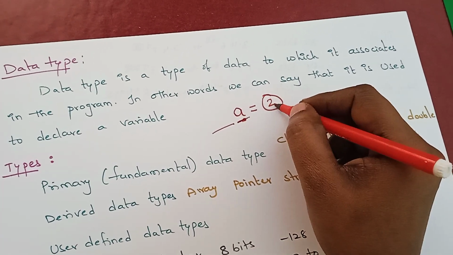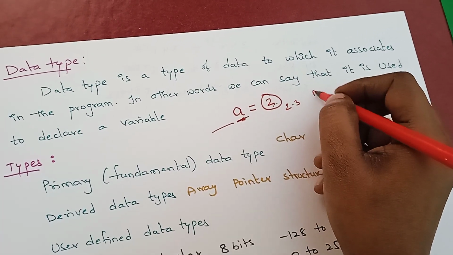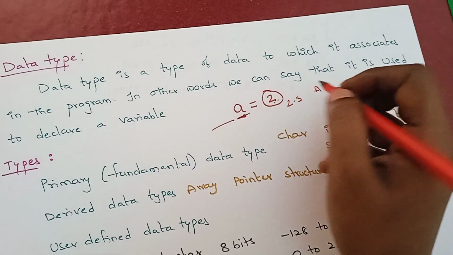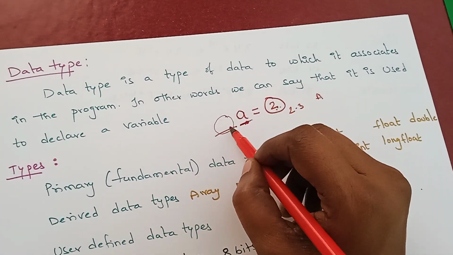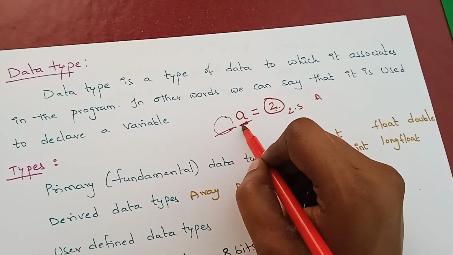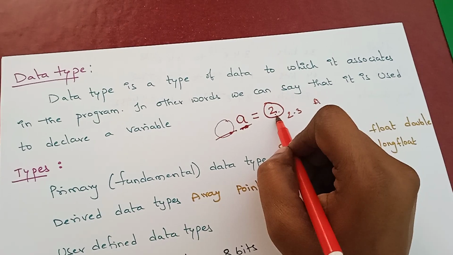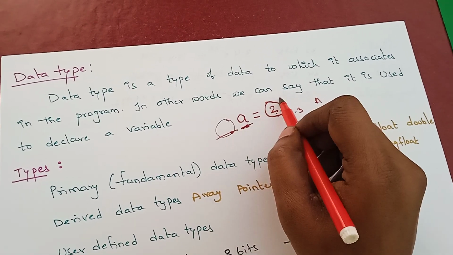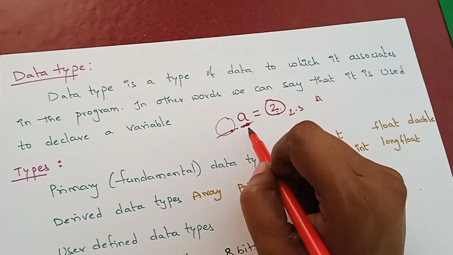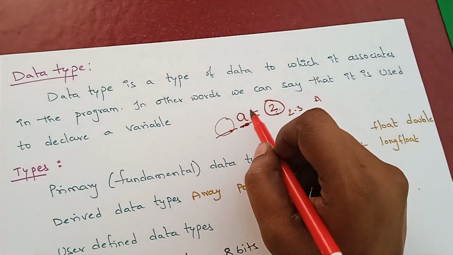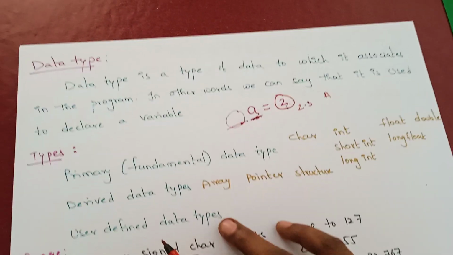It can hold a value of 2, or else it can be 2.3, or else it can be a character. Now this data type is going to tell the data to which it is associated depending upon this value. So in other words, we can say that it is used to declare a variable. What is the need of data type? Because it is used to declare a variable.